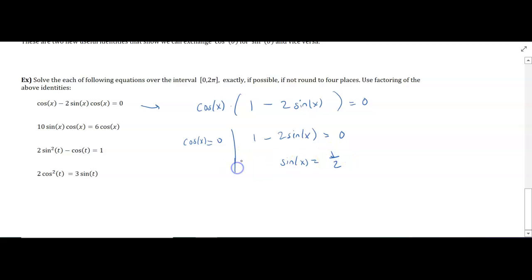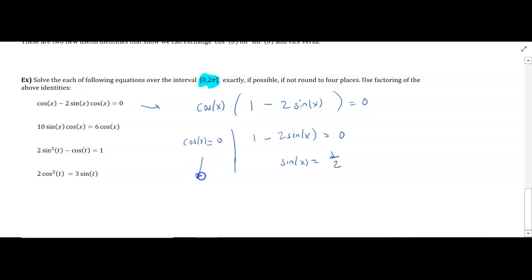All right, so we've got two possibilities. Cosine of x is 0 or sine of x is 1/2. Now we're supposed to solve these equations for all solutions in the interval from 0 to 2 pi. We're not writing down the general solution. We're just looking for a subset.